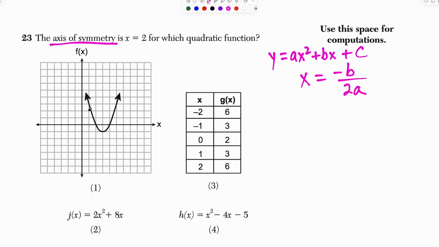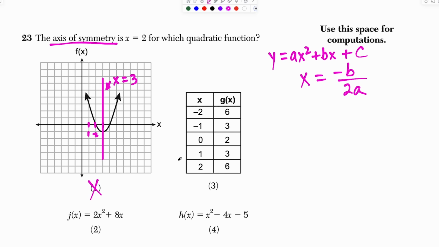But for something like choice 1, we could just look at the graph and see that we have 1, 2, 3. This is the x value here where our axis of symmetry would be. So this axis of symmetry is actually x equals 3. So choice 1 is out. Okay, this would not be an axis of symmetry of x equals 2. All right, so this one here is just not lined up nicely. So this one's out. And now we move on to choice 2.